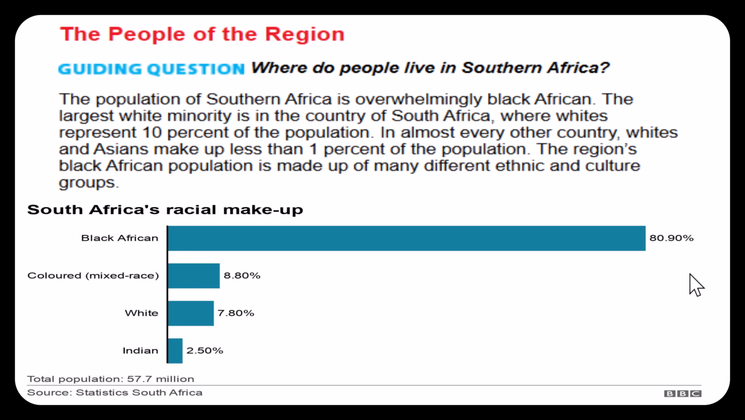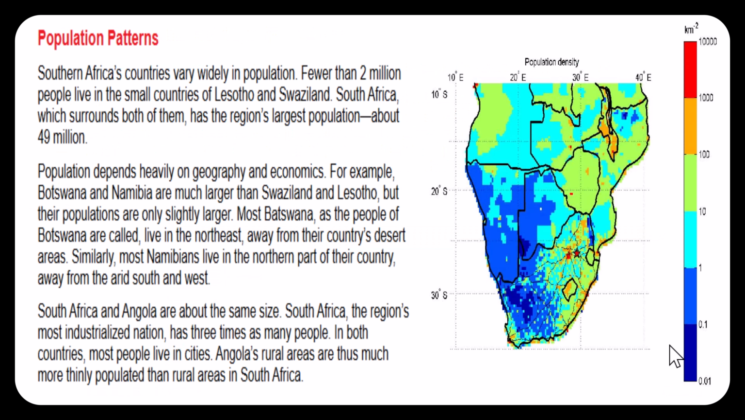Question number 1. What is the population of Southern African countries overwhelmingly comprised? Of black Africans. Question 2. What percentage of the country of South Africa's population is white? About 10%. Question 3. What percent of the rest of Southern African countries is either white or Asian? Less than 1%.